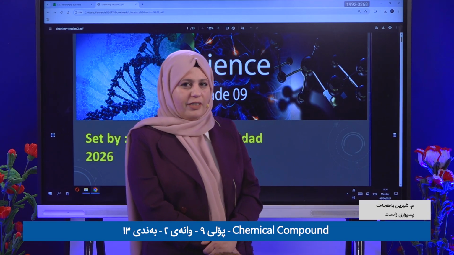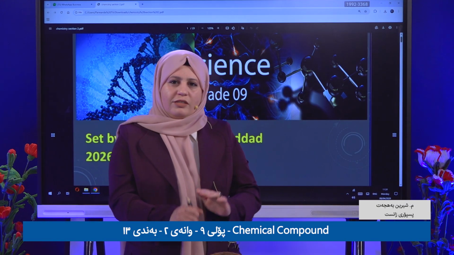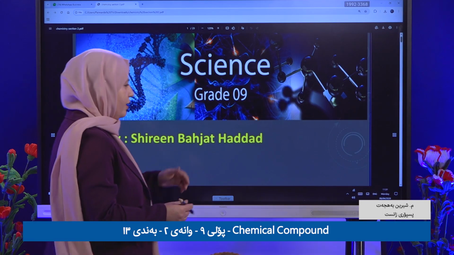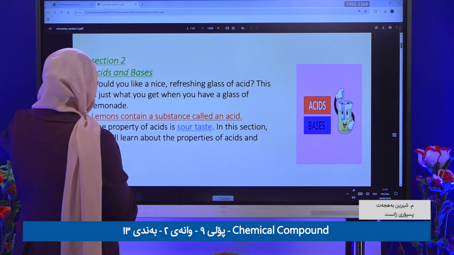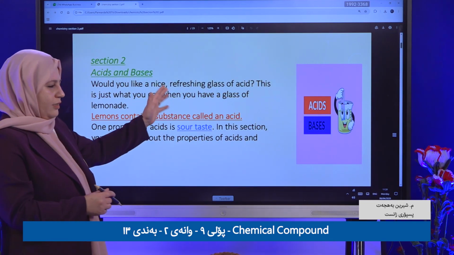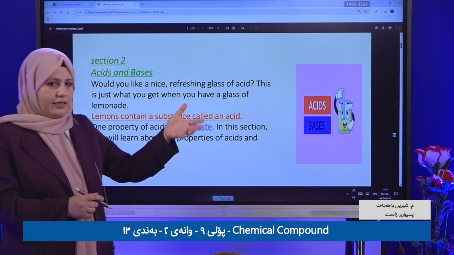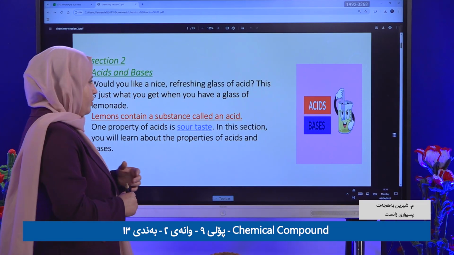Today I'm going to continue about chemical compounds, which previously we talked about, classified into ionic compound and covalent compound. Today we are going to explain about acid and base. During this section we are going to explain what acid and base are, what their properties are, and what the important properties of these are.